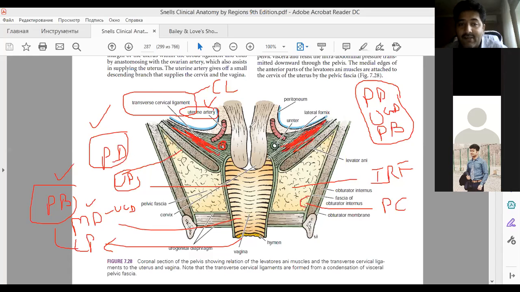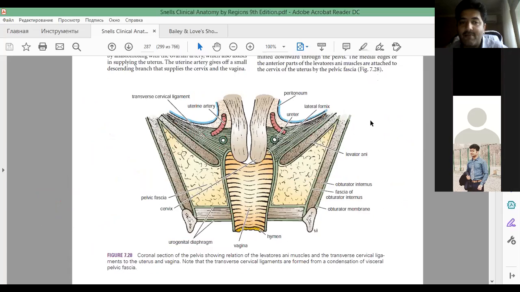Okay. And this is the internal os, this is the external os, this is the cervical canal. If it is rounded it is nulliparous, if it is transverse it is multiparous. Okay, so these points are also very important.